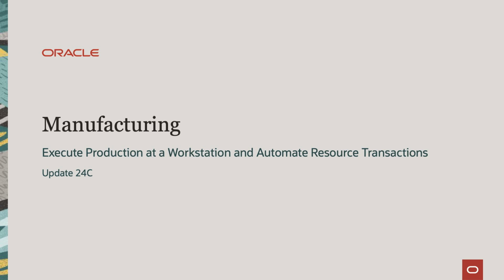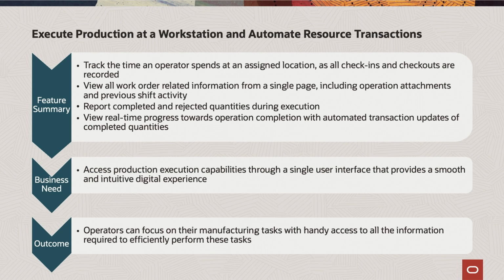Welcome to the demo of the 24C feature, Execute Production at a Workstation and Automate Resource Transactions. Production operators can now execute work order operations at a workstation. A workstation is the physical location which can be a combination of machines or a workbench.